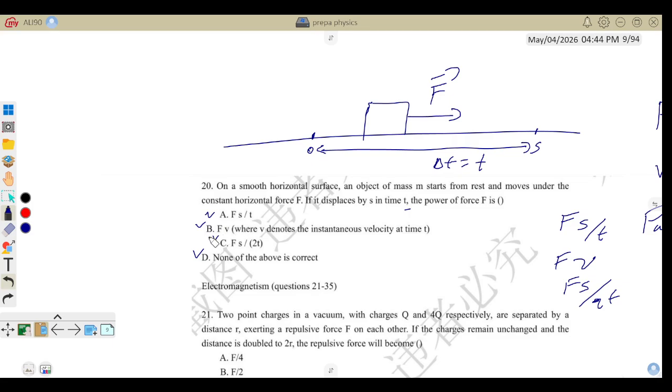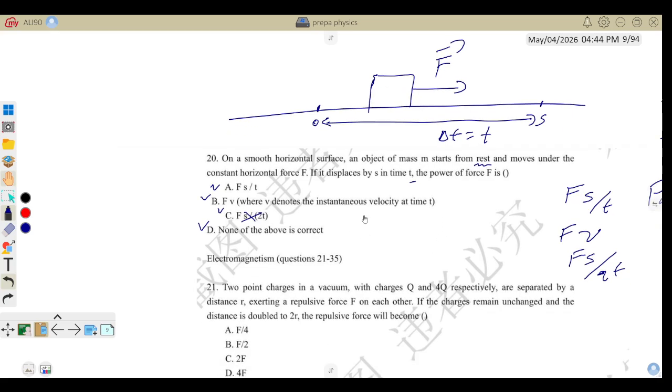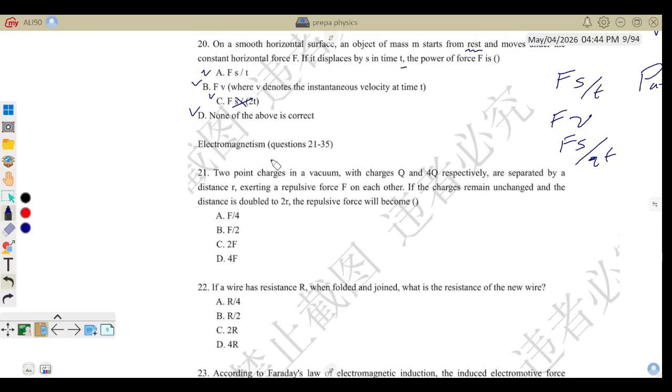For B, power is F times v. That would be correct if they were asking us for the instantaneous power, because the velocity will be changing as the motion changes from rest to a certain velocity different from 0. For C, it's clear it's not correct. For D, it's not correct. I hope this makes sense for your understanding, and we'll start electromagnetism in the next video.